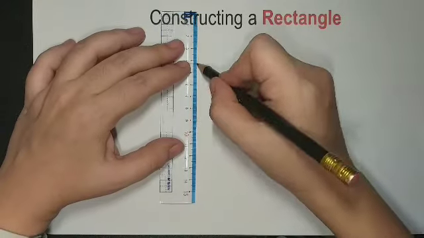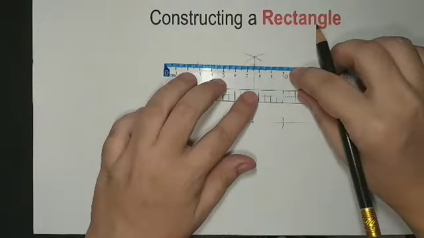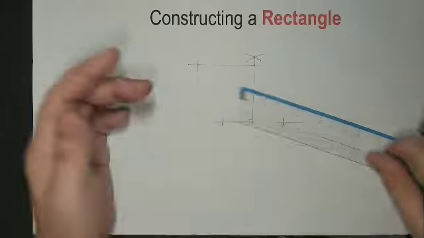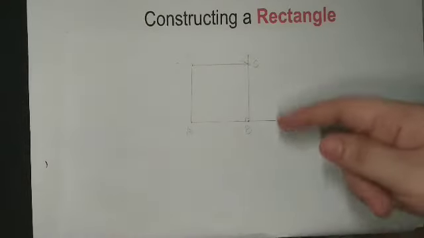Now let's connect them with our ruler or straight edge. Connect this one. Oops. Well, there you have it, our square. So we have created here a square ABCD.